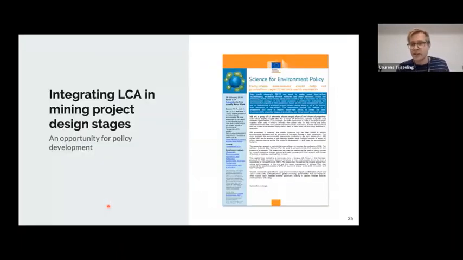And actually, our initiative received recognition from the European Commission, who said that integration of life cycle assessment in the mining project design stages can be really valuable for policymakers, making sure this becomes part of the routine processes where project teams and engineering firms actually think about the life cycle impacts throughout the project development phase.